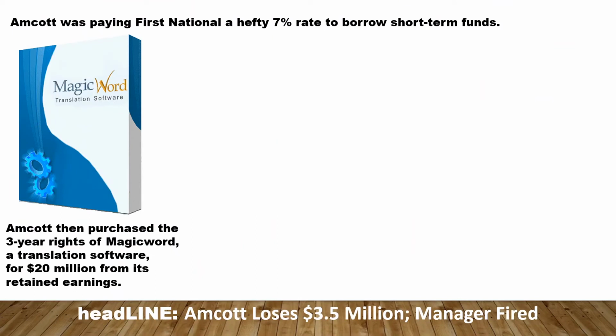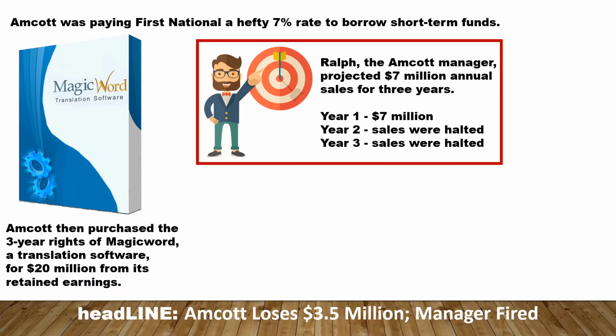Amcot was paying First National a hefty 7% rate to borrow short-term funds. Amcot then purchased the 3-year rights of Magic Word, a translation software package that converts generic French words into English, for $20 million from its retained earnings. Ralph, the Amcot manager, projected $7 million annual sales for 3 years.